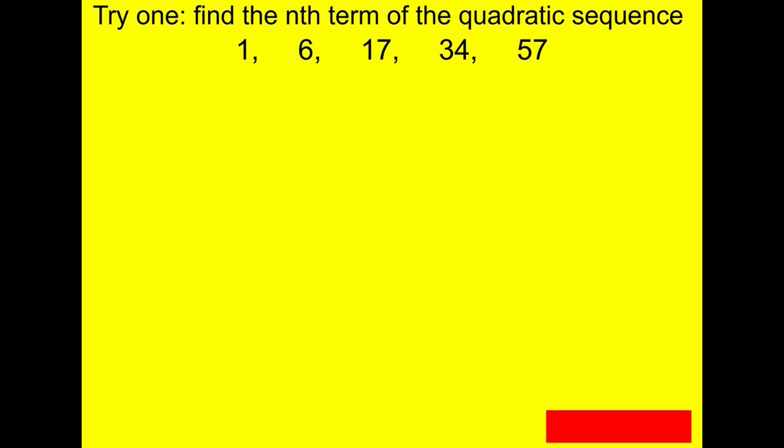Right, first thing, let's find the first difference. 5, 11, 17, 23. We are told it's a quadratic sequence, but we're just going to check. Then it's going to be 6, 6, and 6. So this is looking good.